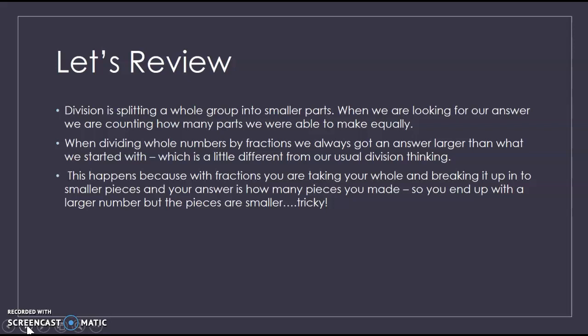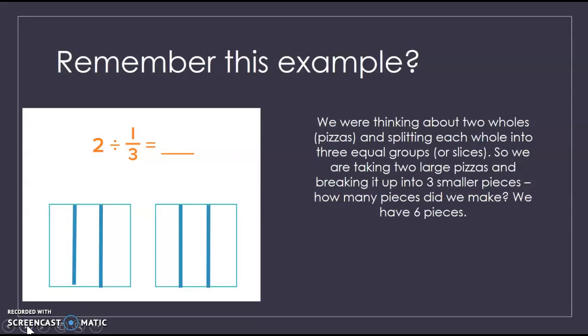So we had talked about this example, where we were thinking about 2 pizzas and we were cutting them up into 3 equal groups or thirds or slices if you want. So we were talking about taking 2 large pizzas, breaking them up into 3 smaller pieces or thirds. So 2 wholes split into thirds. How many pieces of pizza did we end up making? So we end up making 6 pieces. So a little bit different that when we're starting with 2 whole groups and splitting them into fraction pieces, we end up with a larger answer of 6 because we're actually counting the pieces instead of counting how many are in each group.